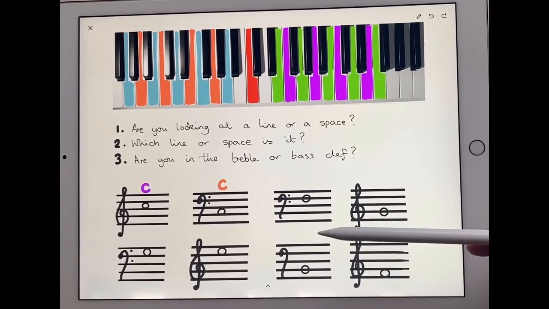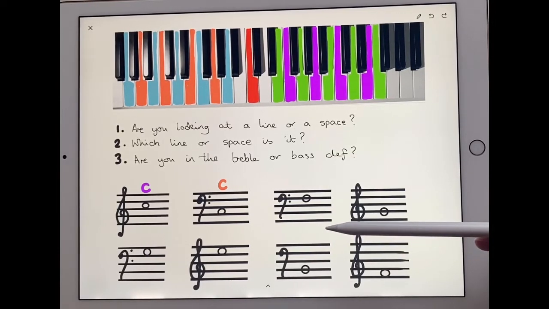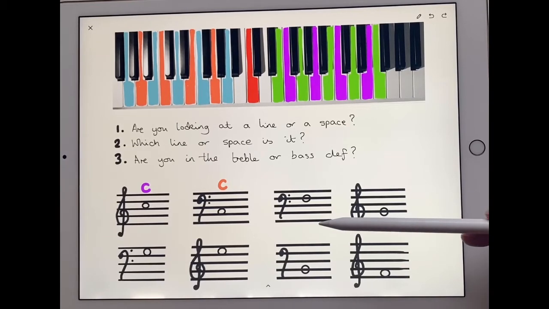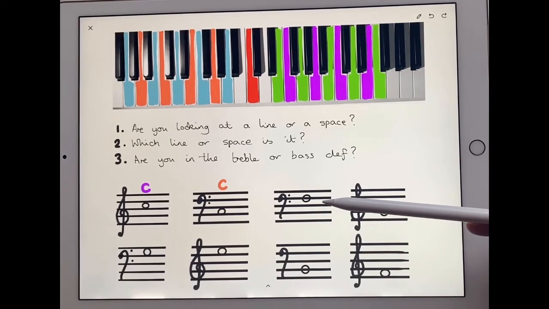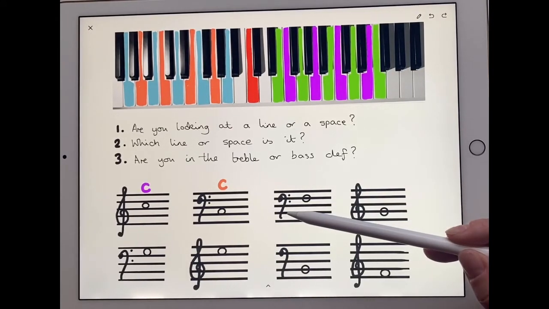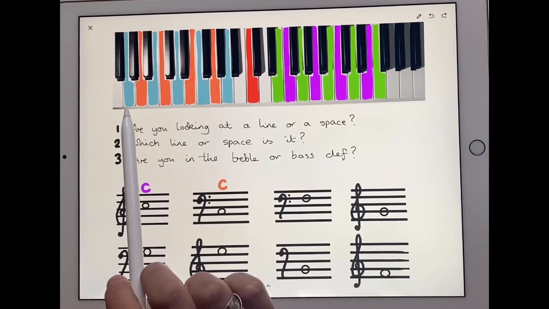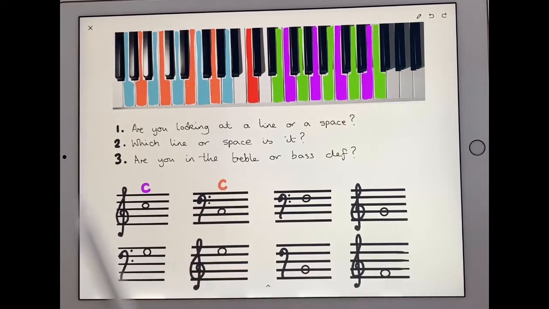For the next 2, I'm going to get you to pause and figure out your answers. So first of all, are you looking at a line or a space? Pause now. You are looking at a line. Which line is it? Pause now. It is line 4. 1, 2, 3, 4. 4th line up. Step 3, are you in the treble or bass clef? It is the bass clef. So we are looking at these rhymes and we are looking at the lines. The lines are grizzly bears don't fear ants. Okay, pause and think of your answer.